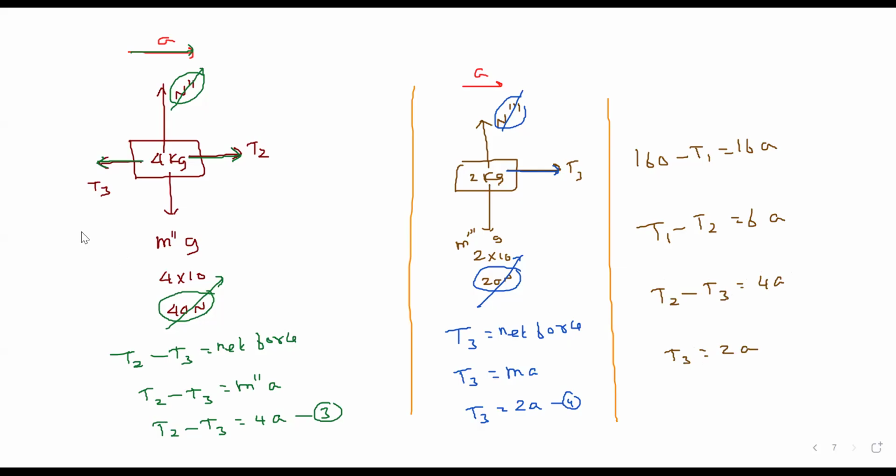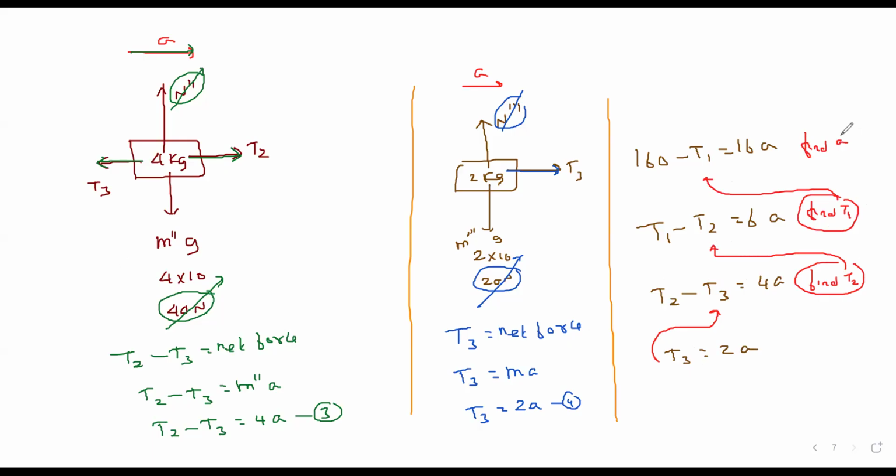Now what should we do? Substitute the T3 value here, find T2. Substitute the T2 value here, find T1. Substitute the T1 value here, find the acceleration. And substitute the acceleration in this formula, find T3, then T2, T1. Will you do the homework and send it to me?